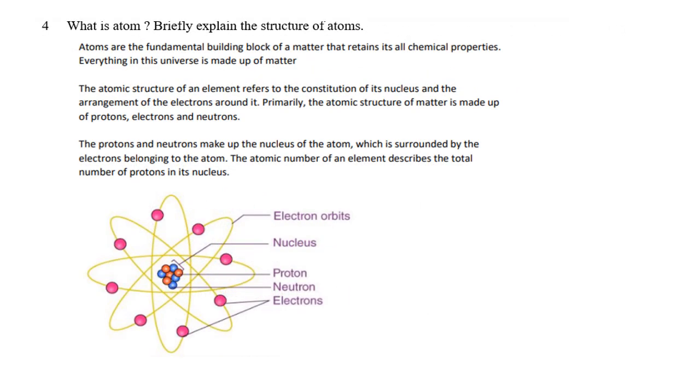Question 4. What is atom? Briefly explain the structure of atoms. An atom is the smallest unit of matter that retains the properties of a chemical element. Every solid, liquid, gas, and plasma is composed of neutral or ionized atoms. Atoms are extremely small. Typical sizes are around 100 picometers.